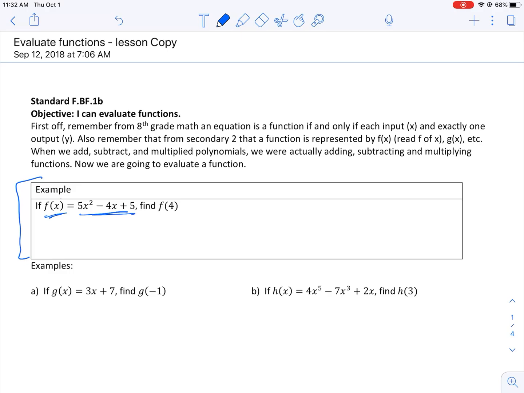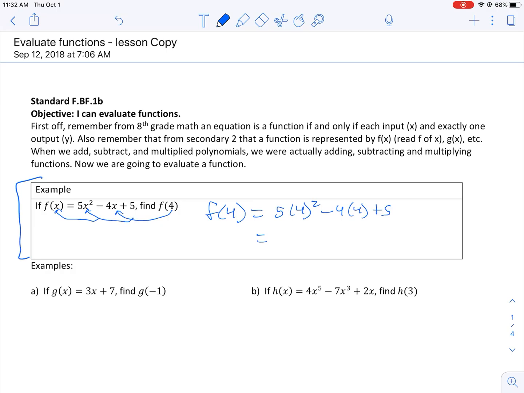What's in the parentheses tells you what to do with the number here on the right side. So all those x's tell you what to do with whatever number you put in. And so if you want to get f of 4, you're going to put 4 in all of those x locations and then simplify. So f of 4 is 5 times 4 squared minus 4 times 4 plus 5.